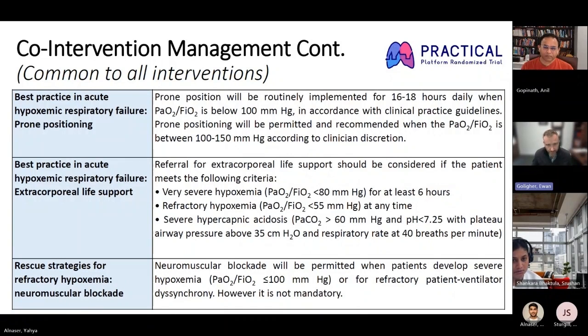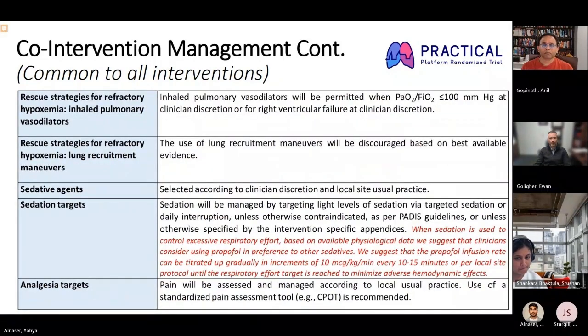We suggest referral for ECLS if the patient meets typical EOLIA criteria for ECLS intervention. And neuromuscular blockade is permitted only when the PF is below 100, or there's severe refractory patient-ventilator dyssynchrony that develops. It's not mandatory in this protocol. It's just permitted under those conditions. Inhaled pulmonary vasodilators like inhaled nitric oxide are permitted when the PF is below 100. It's not mandatory, but it's permitted under those conditions.